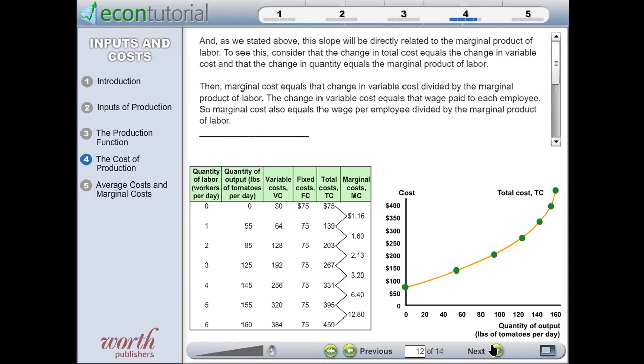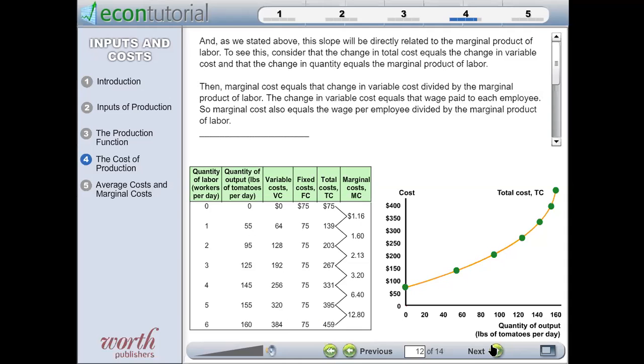But when you add the first unit of input, you have some production and some variable cost, because to produce services or goods, you need some kind of input, and that input would cost you something. When you have people working for you, eventually the cost goes to 139. So when you have 55 pounds in production and your cost increases by $64, you can divide $64 by 55, the amount of production. So 64 divided by 55 is equal to 1.16. And again, 128 divided by 95 is equal to 1.60.